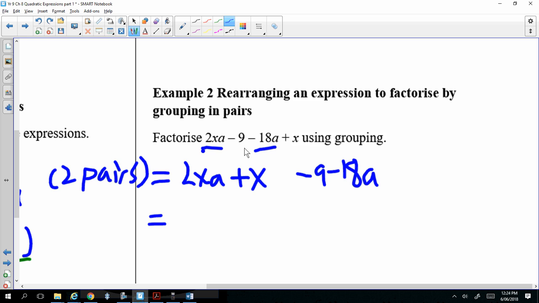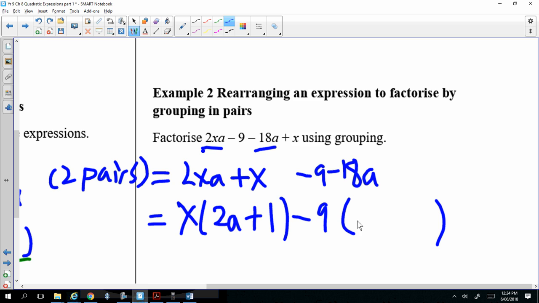Now, what's common in the first two terms? X. You write 2a plus what? 1. Very good. Because when there's nothing left, it's 1. The next bit is a little bit tricky. Negative 9, negative 18a. What's common between negative 9 and negative 9? Very good. Open bracket. What's inside the open bracket? Almost. Actually plus. Do you know why it's plus? Because if you expand it, it has to give you negative 18. If you put a minus there, that would have given you a positive 18, which is wrong.